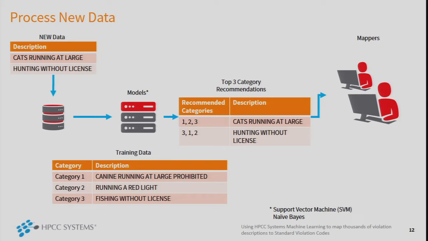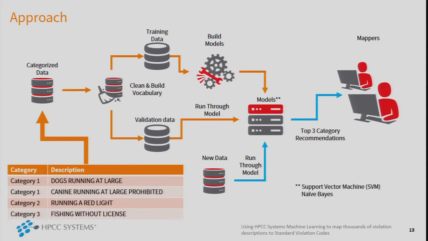And so here you have new data that comes in. The training data is already in the model. You have cats running at large and handling without a license. So the models will then give you the top 3 recommendations. Those go to the mappers, and that feeds the whole mapping system. So that is, at a high level, what our approach is.